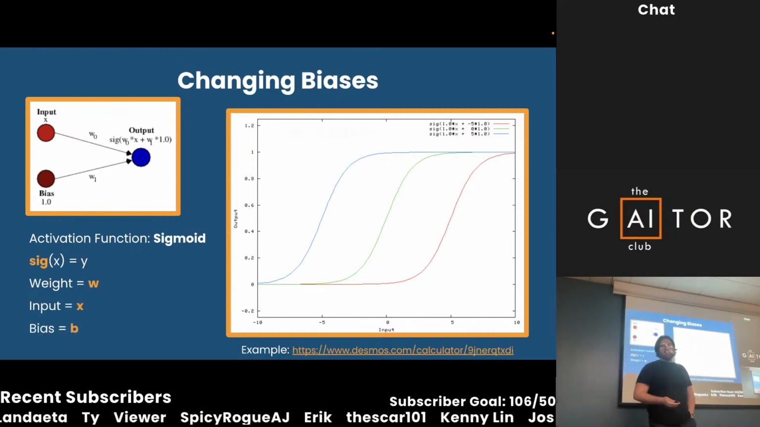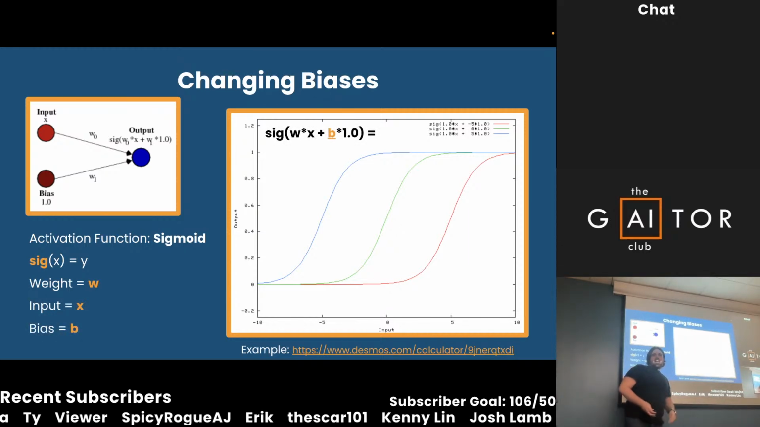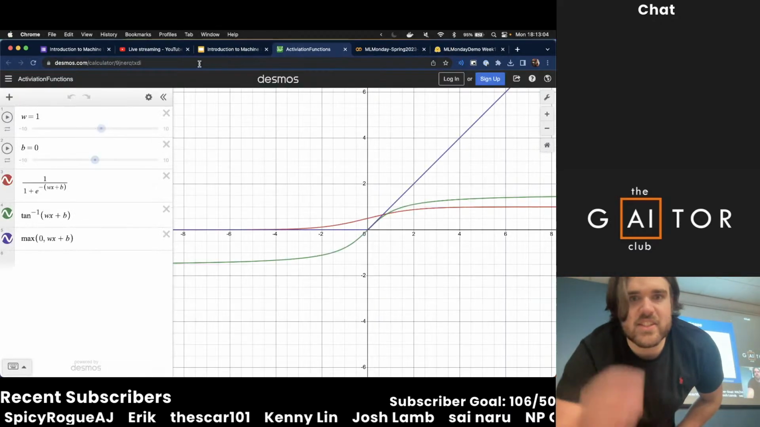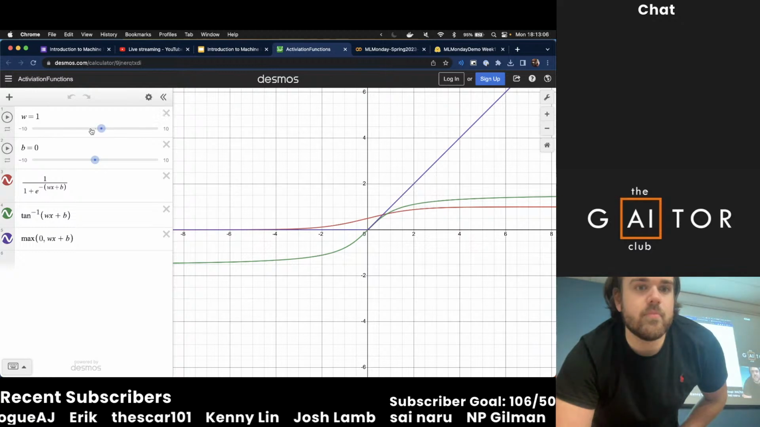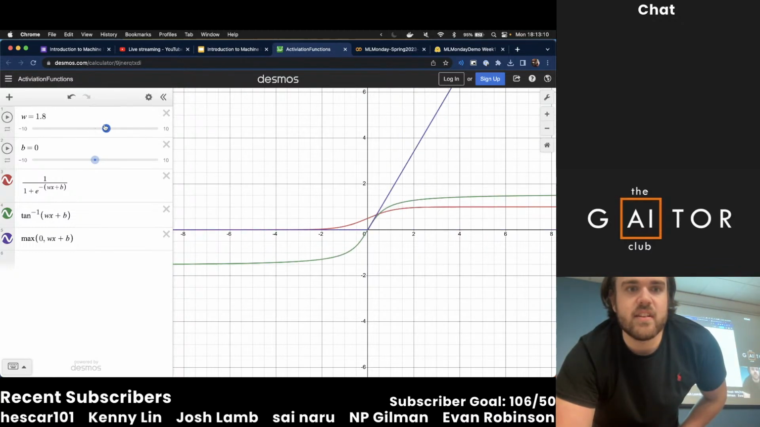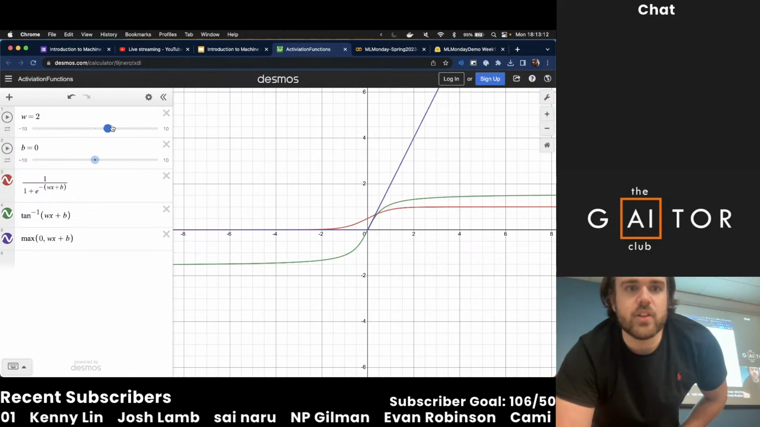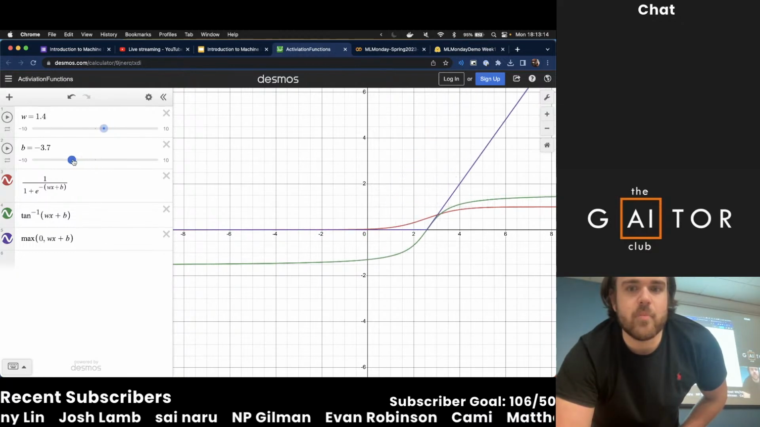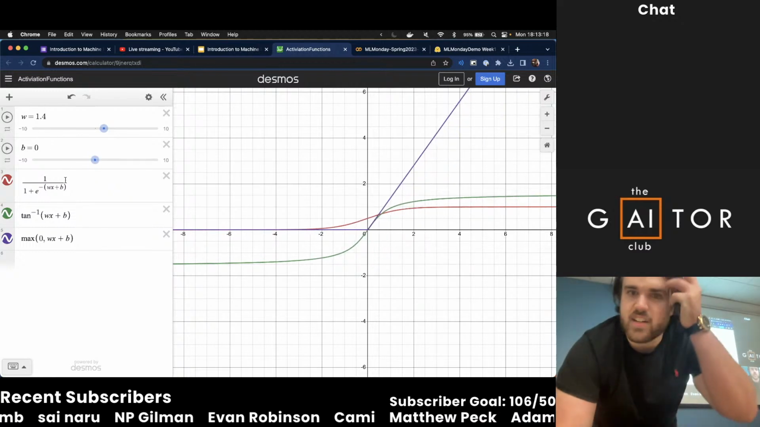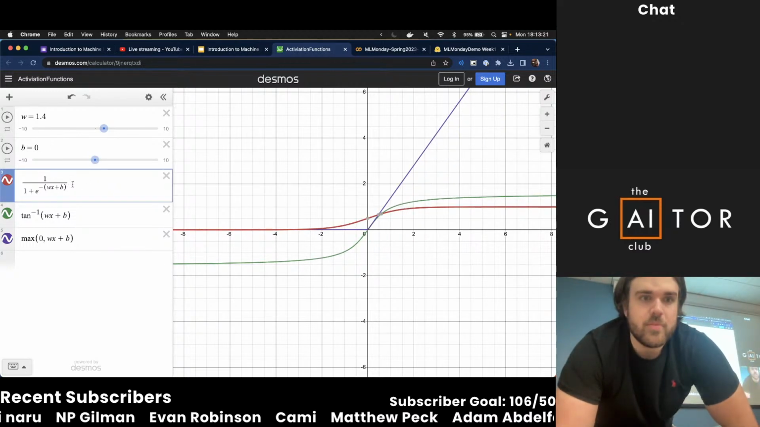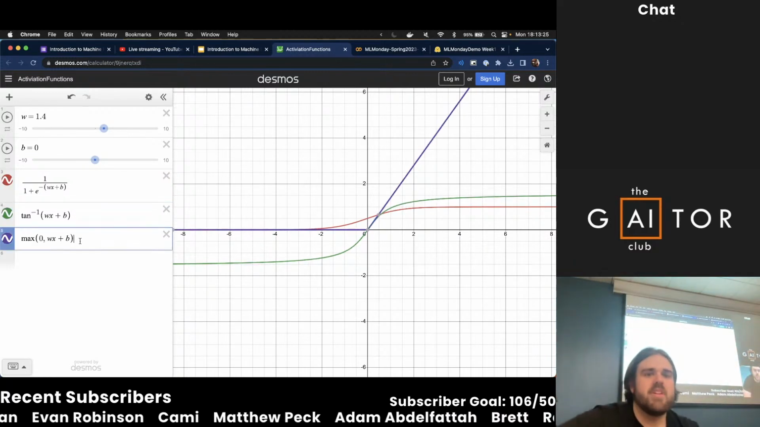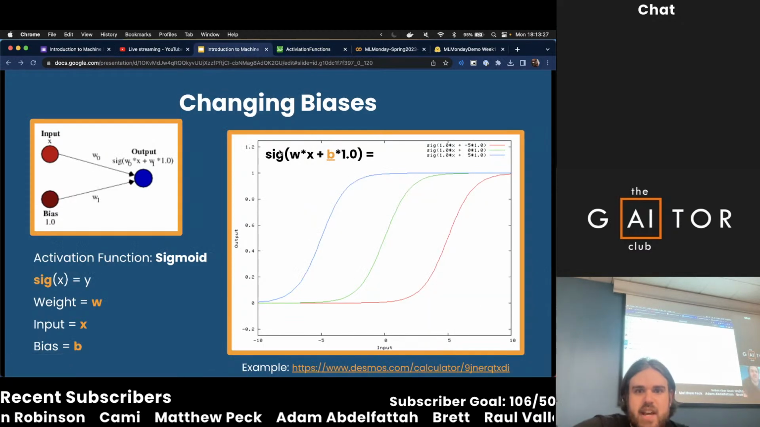Input equals x, bias b. To better visualize this, and the slides are in here, we can see how a weight affects the movement of the line, and how the bias moves the function left and right. So this red one would be a sigmoid, this one would be tanh, and this one would be a ReLU.